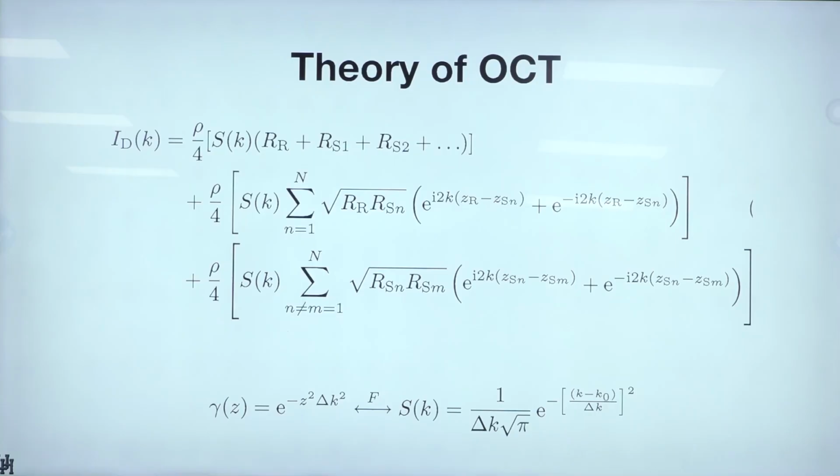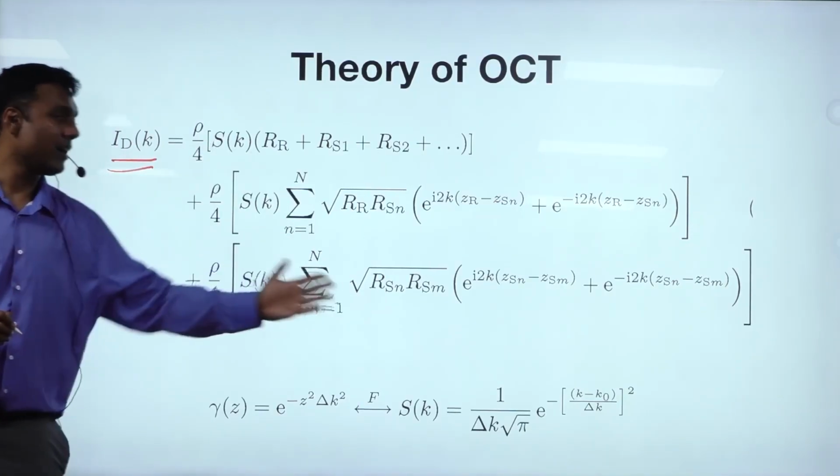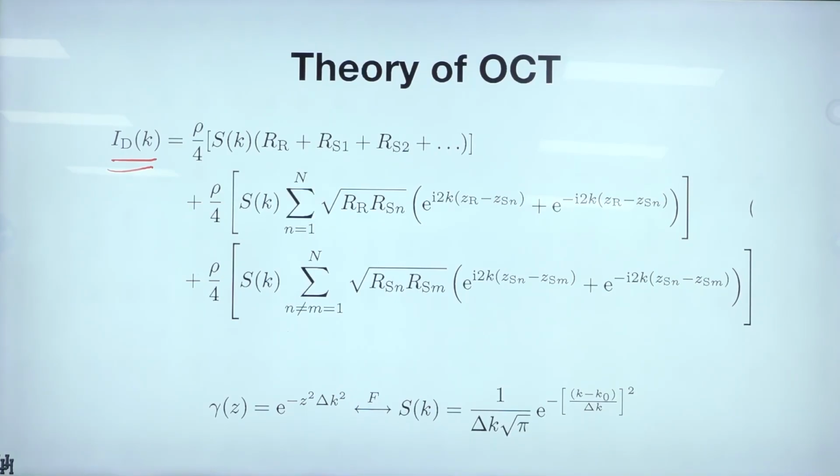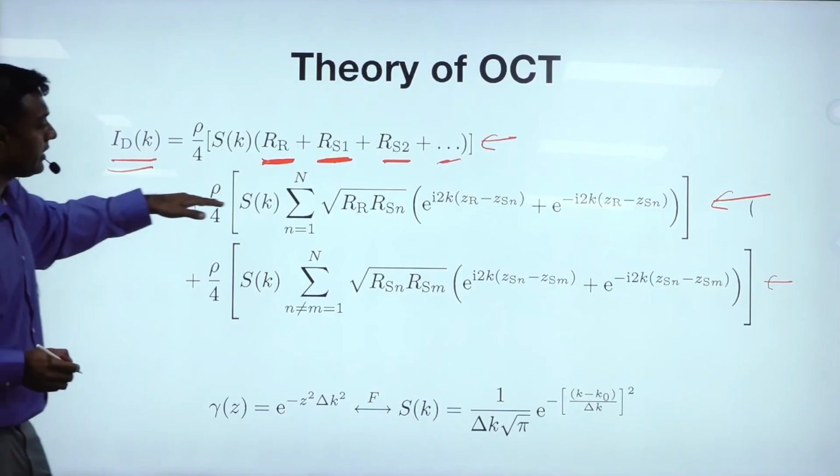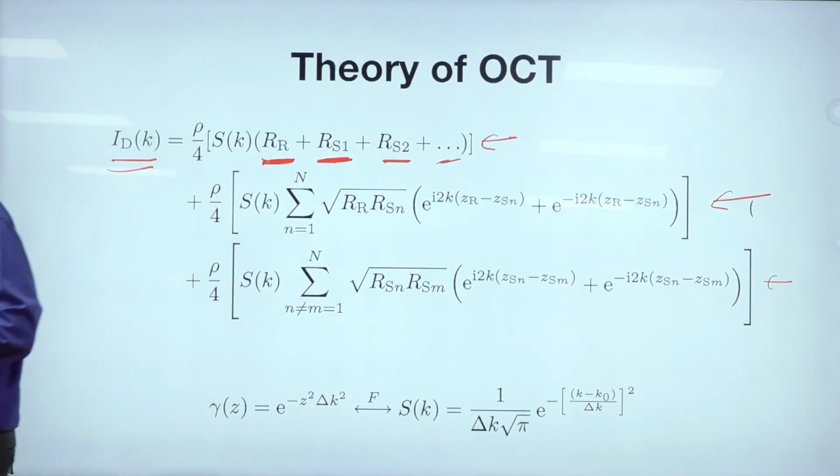Okay, so basically this is the detector intensity as a function of frequency. It has so many terms: reflection from the reference, reflection from the first surface, second surface, third surface, and so on. Each of them gives you some contribution. The first term is just the light that comes back. Add up all the light that comes back, that's one value. Then these are the cross terms. These are the crucial terms.